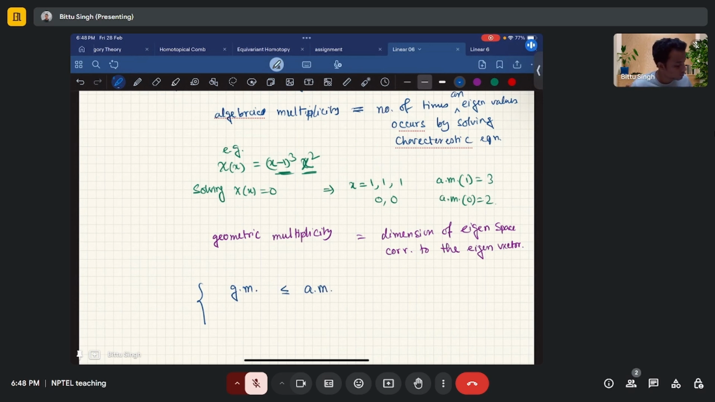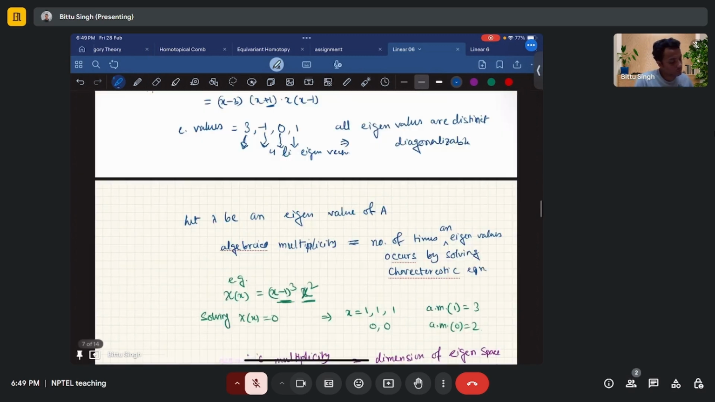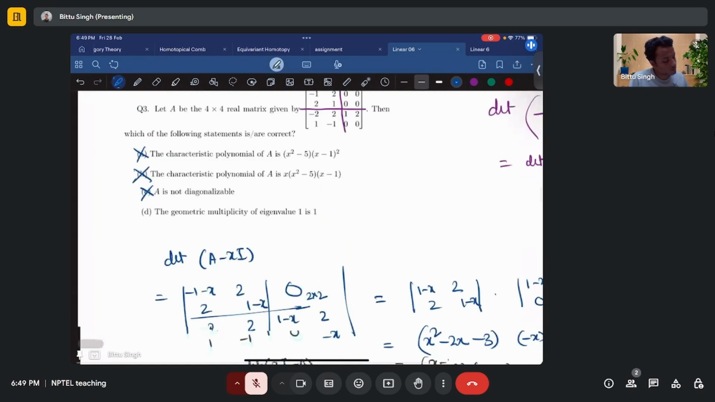Okay, and another thing, equality holds for all eigenvalues, then, so this is if and only if A is diagonalizable. Okay, so those are some important results.